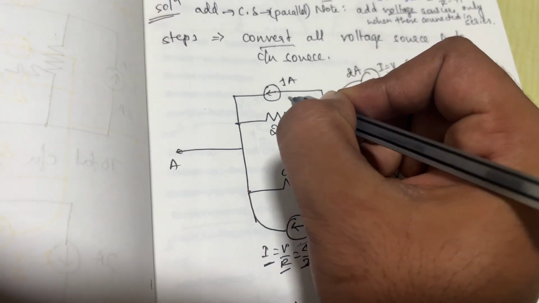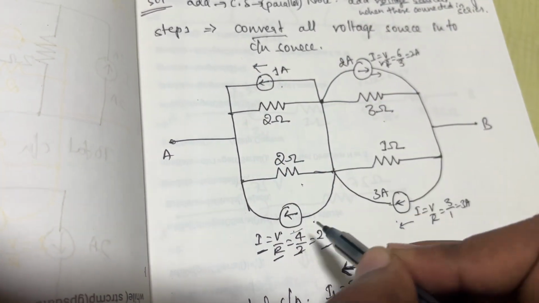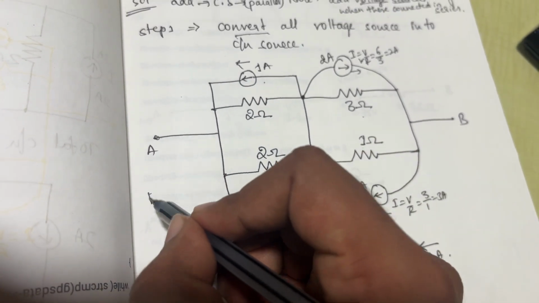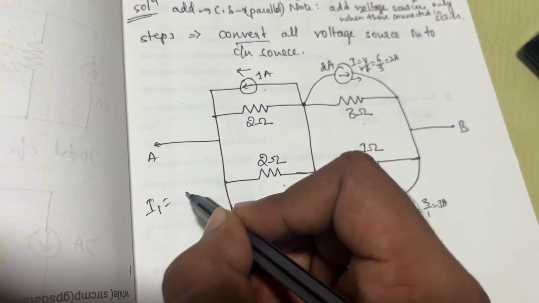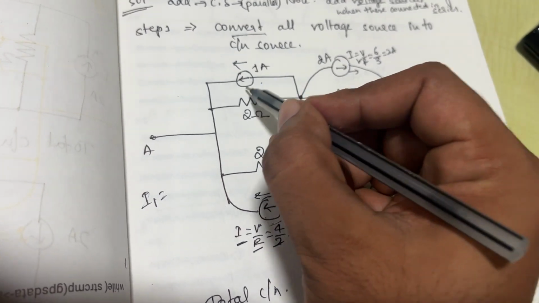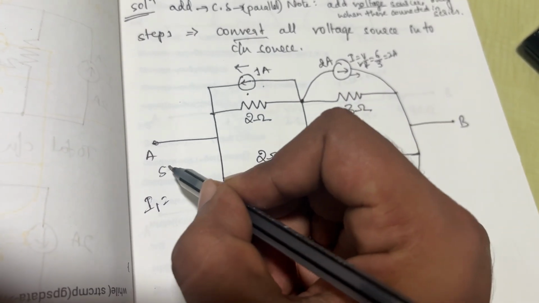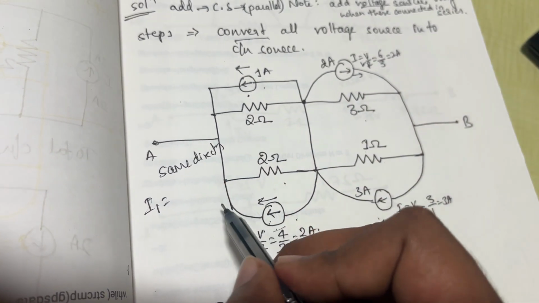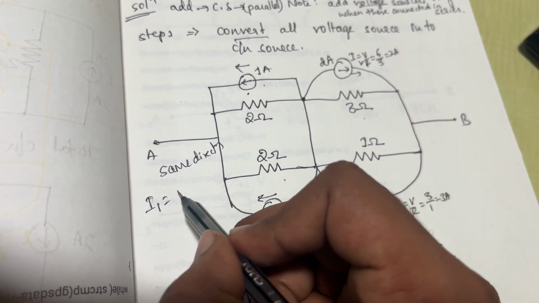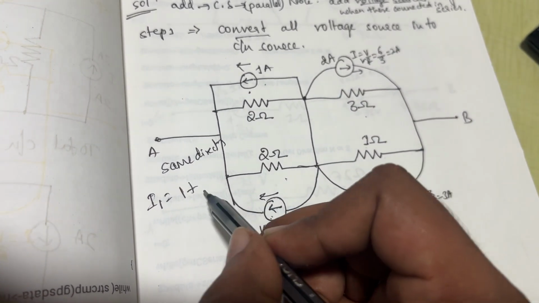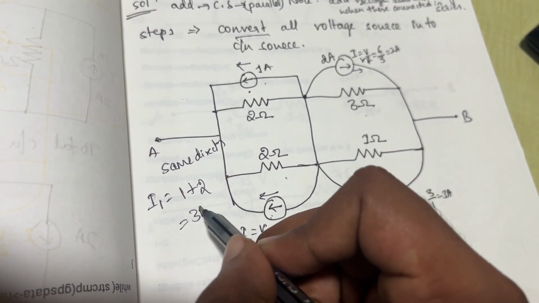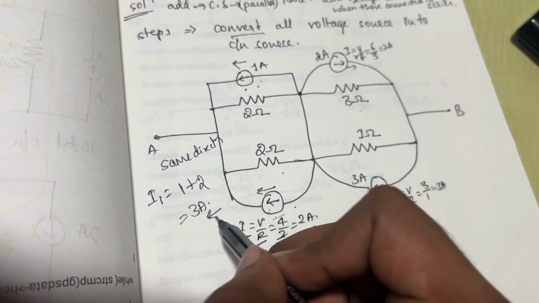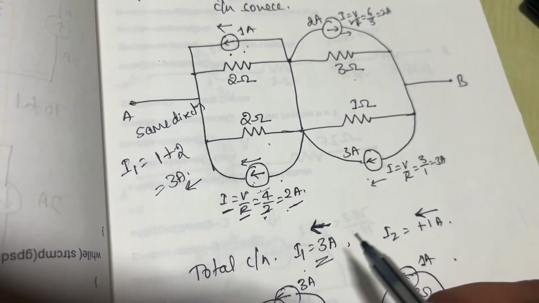I hope you're getting it. So now observe this 1 ampere current source with the direction B to A, and the 2 ampere current source with the direction B to A. If the directions of the current sources are the same, then you can add the current sources. So you can see here 1 ampere and 2 amperes have the same direction, so you add these two current sources, you will get 1 plus 2, that is 3 amperes, and the direction of current is B to A. So 3 amperes, B to A direction.